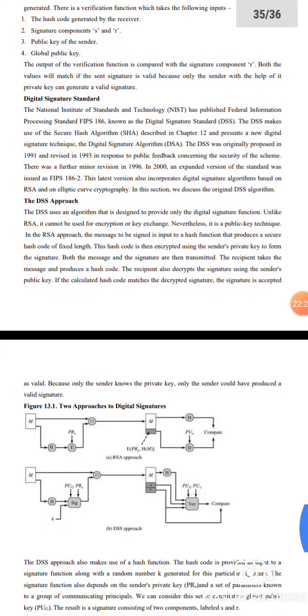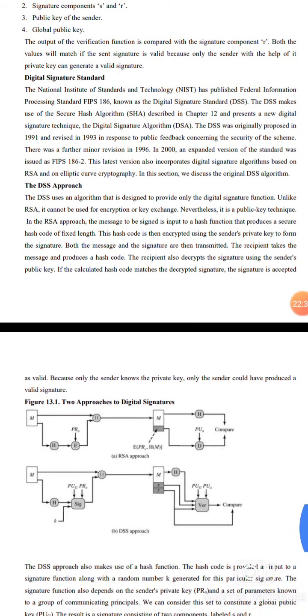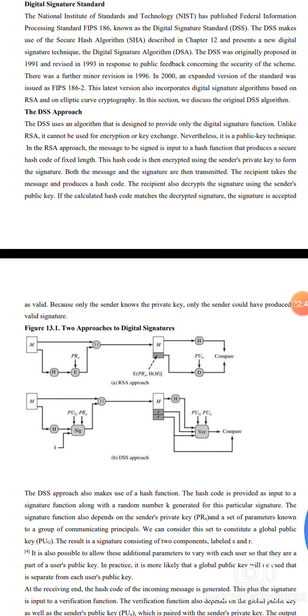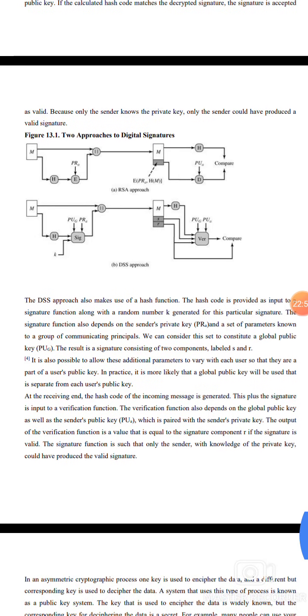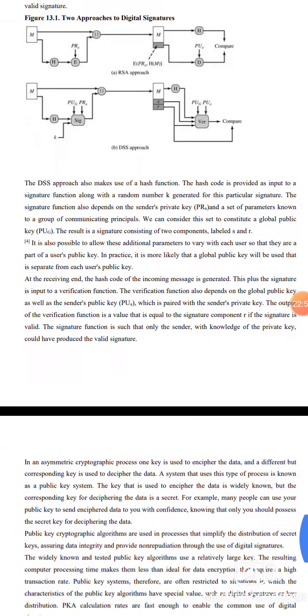Digital Signature Standard. The DSS approach provides the digital signature function. Unlike RSA, it cannot be used for encryption or key exchange. It is a public key technique. In the RSA approach, the message to be signed is input to the hash function to produce a secure hash code of fixed length. This diagram shows the two approaches of digital signature: the RSA approach and the DSS approach.